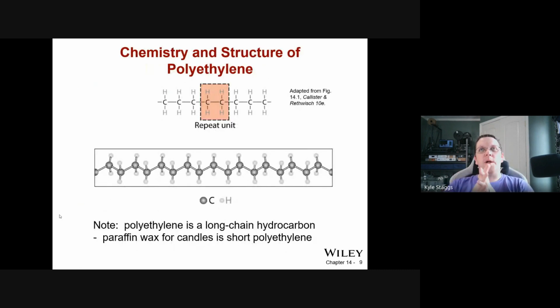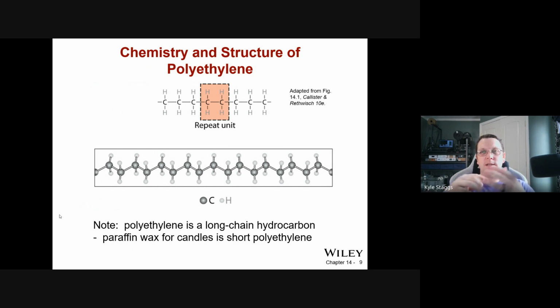So polyethylene is a good example of the most simple, basic polymer. We use it all the time. It's fairly inexpensive to form compared to other polymers. So this is the reason why it's used so often in so many cases.